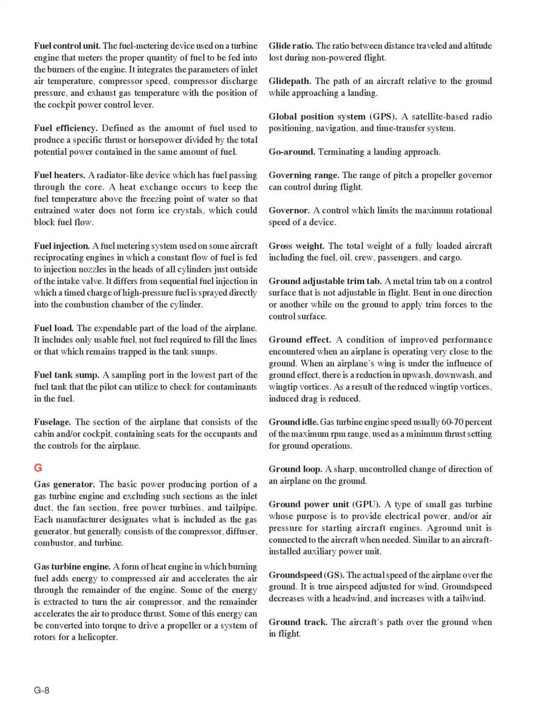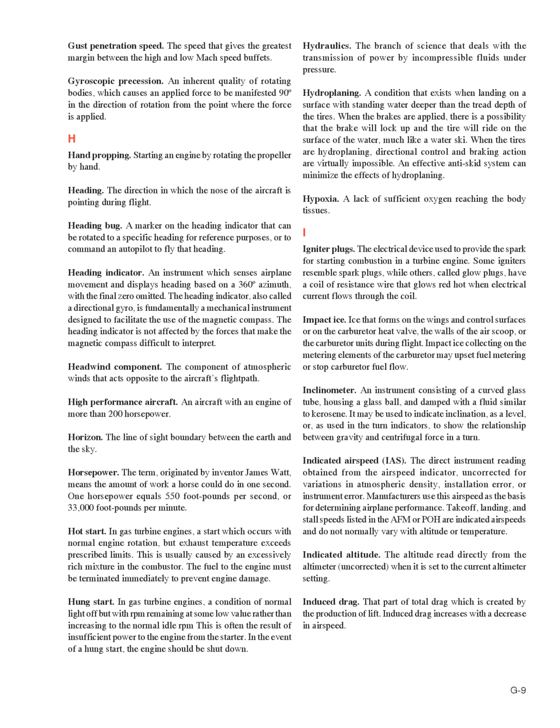Ground speed, GS. The actual speed of the airplane over the ground. It is true airspeed adjusted for wind. Ground speed decreases with a headwind, and increases with a tailwind. Ground track. The aircraft's path over the ground when in flight. G8. Gust penetration speed. The speed that gives the greatest margin between the high and low Mach speed buffets.